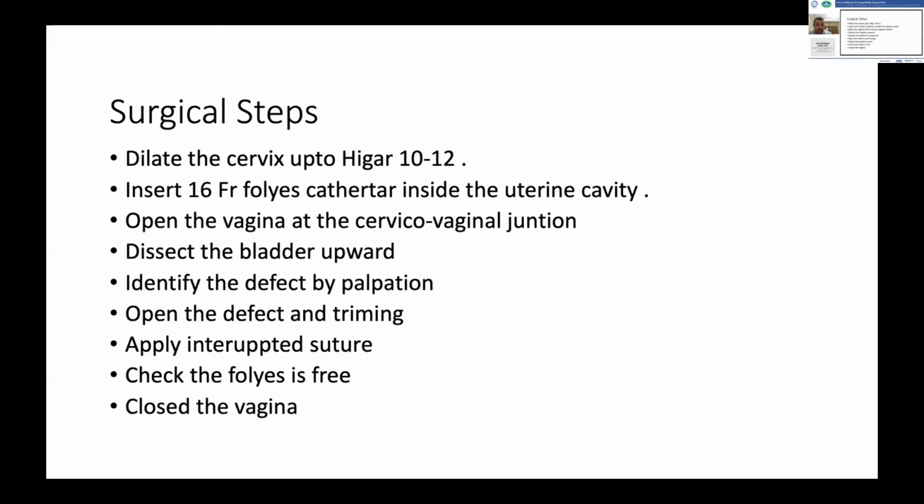Then half a cm almost. Then I dissect the bladder upward. Usually dissecting the bladder after opening at this level is easy. Don't expect difficulty. Usually the adhesion is above, at the level of the peritoneal fold. Identify the defect by palpation. Most papers use the light of the hysteroscope to identify it, but actually it's so easy to palpate the defect. Open the defect and trim it. Apply interrupted sutures, check that the Foley's is free, and close the vagina. I'll go through these steps shortly.